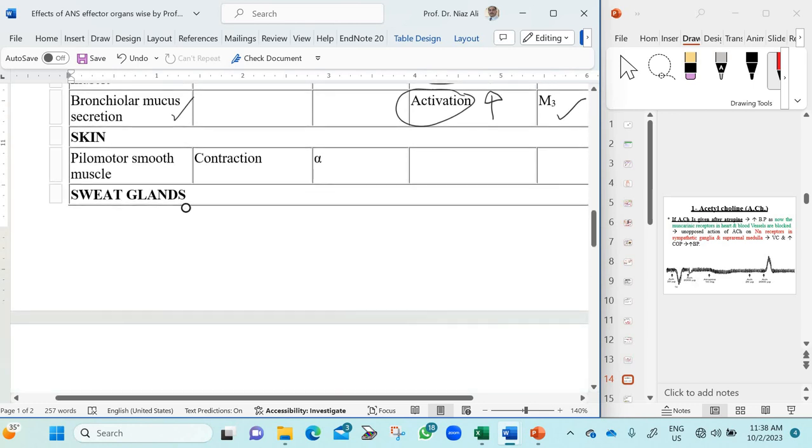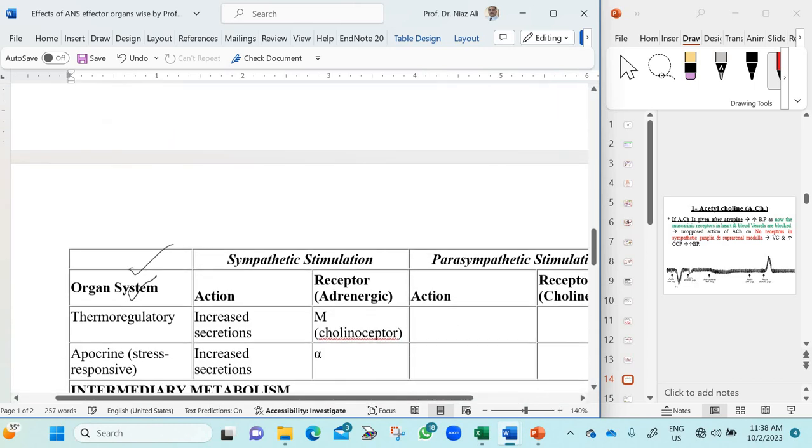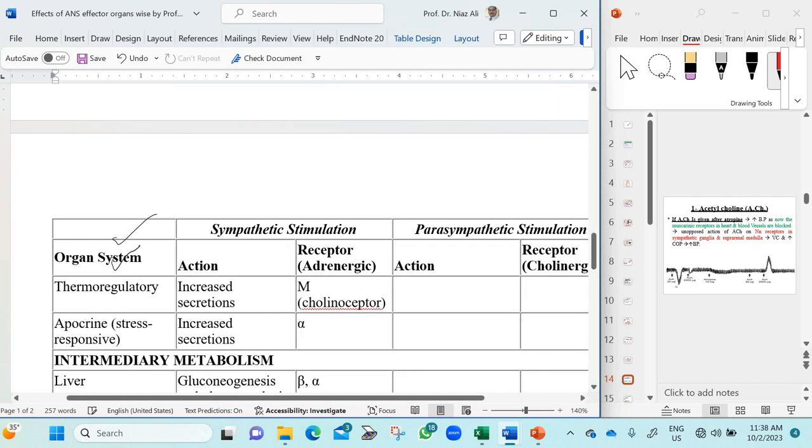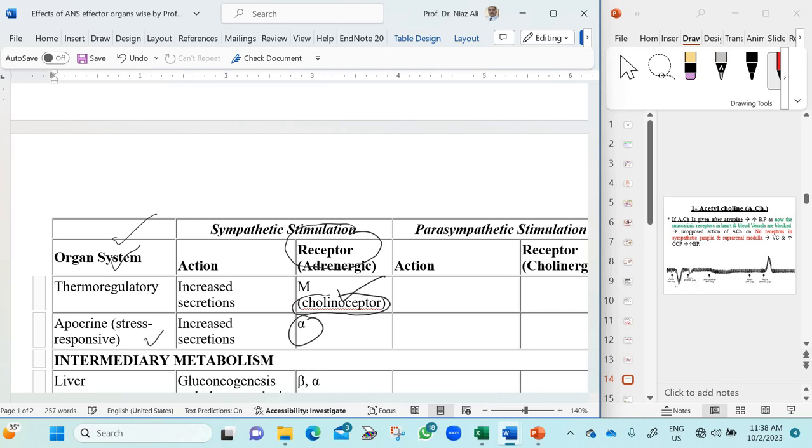Regarding skin, pilomotor erection, you know, is not supplied by any receptor. Sweat gland, this is the beauty of God, sweat gland. And thermoregulatory sweating is through the adrenoreceptors involving the muscarinic receptor, and here is the cholinoreceptor and alpha receptor. You see, apocrine gland, stress responsive, and this adrenergic sweating, this we call adrenergic sweating as well.